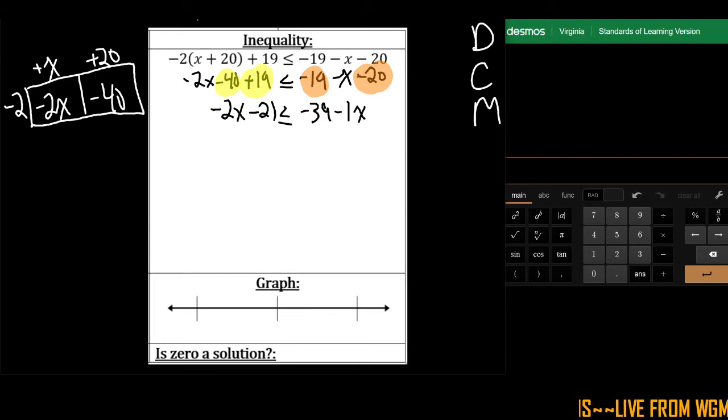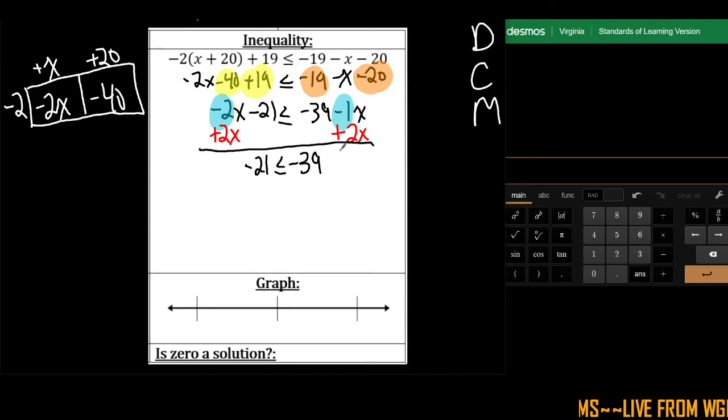The reason why I'm pointing that out is because we have variables on both sides, and so I look at the coefficients. We would say, hey, I know that -2 is lower, and so that's what I'm going to add to both sides. So I add 2x to both sides. On the left side, I just have a -21 is less than or equal to a -39 plus x.